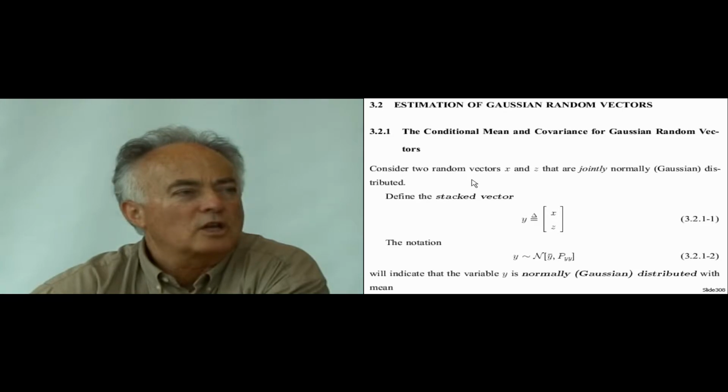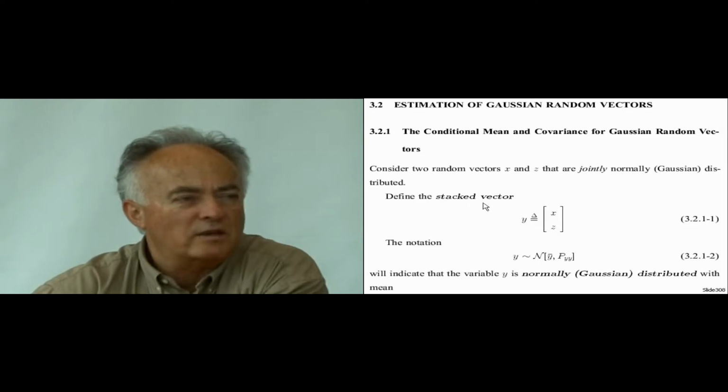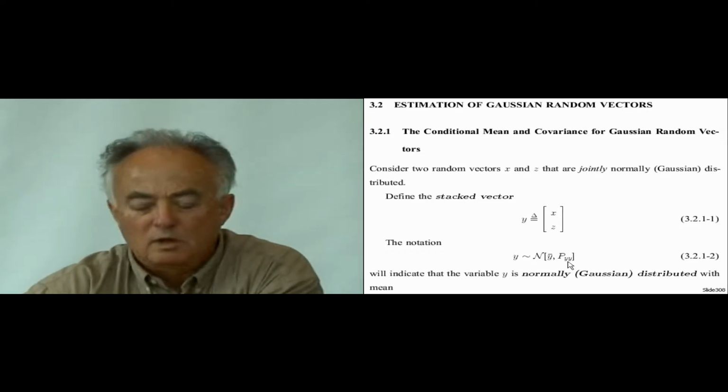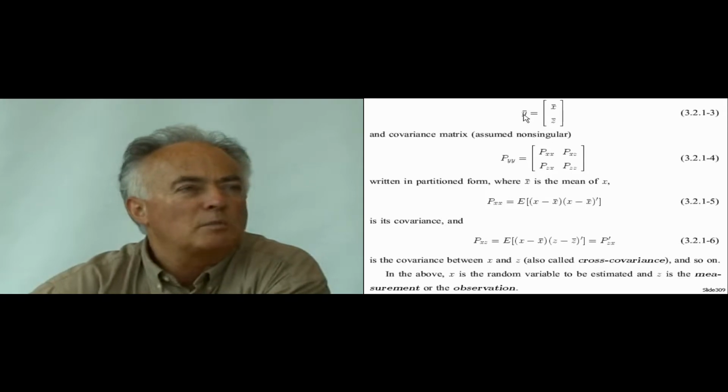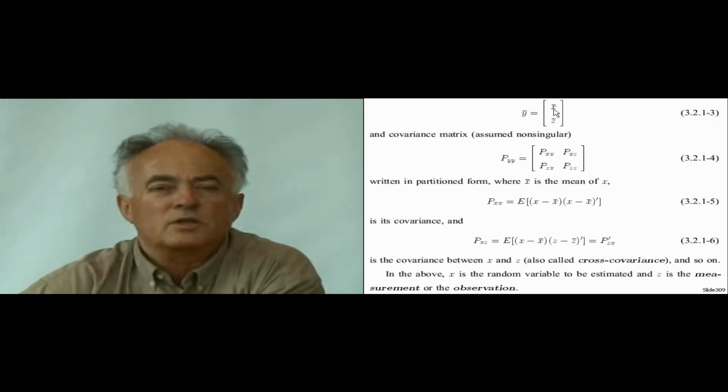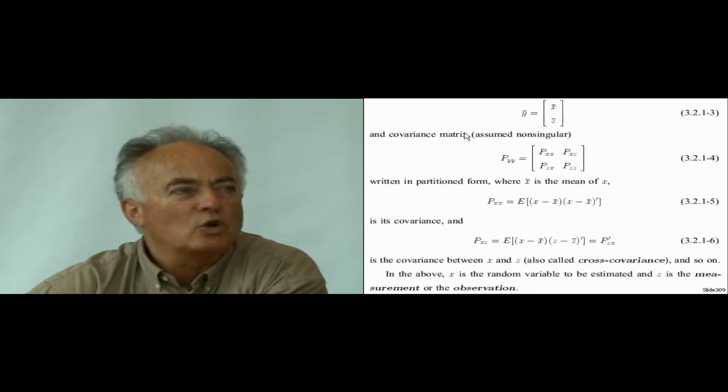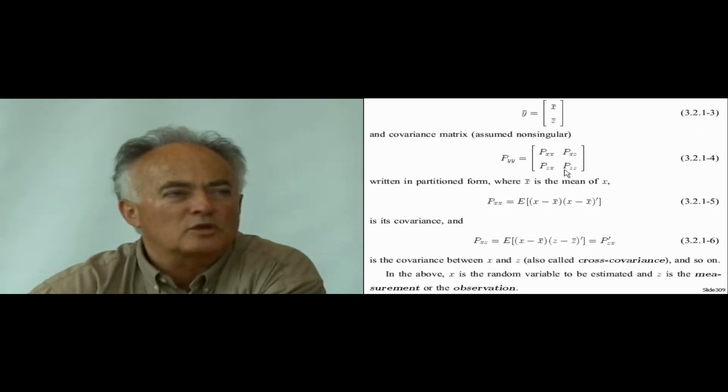So we take x and z, which are jointly Gaussian, each is a vector, and we stack them. x and z stacked now make up the vector y, and we'll say that y is Gaussian distributed with mean y bar and covariance Pyy, where the mean y bar is just the stacked vector of the means x bar and z bar, and the covariance matrix of y has blocks Pxx, Pzz diagonal blocks, off diagonal Pxz and its transpose Pzx.